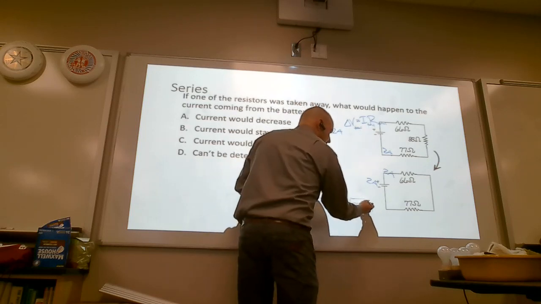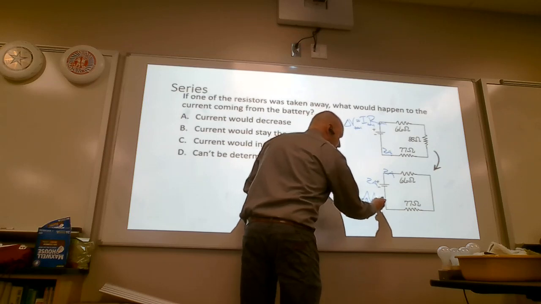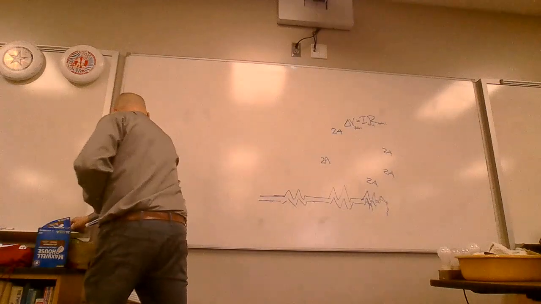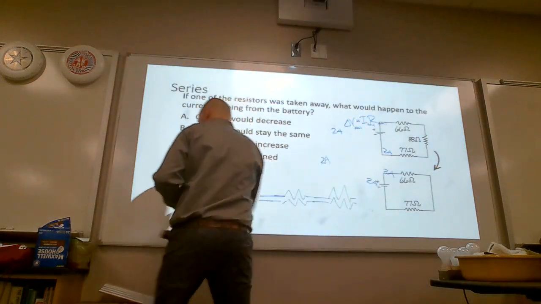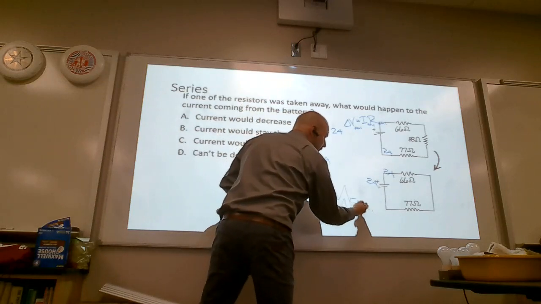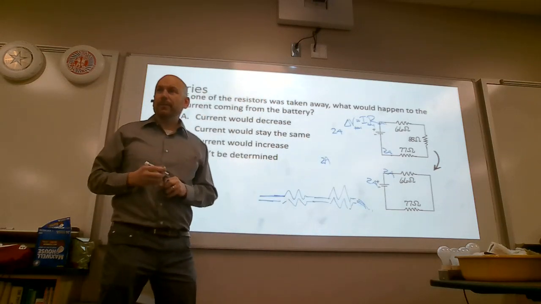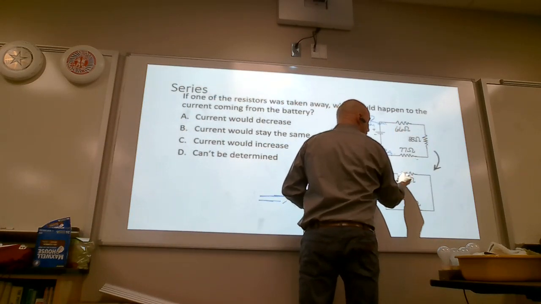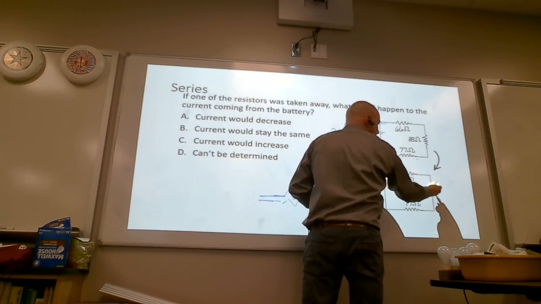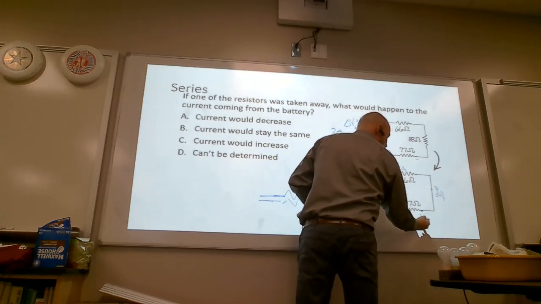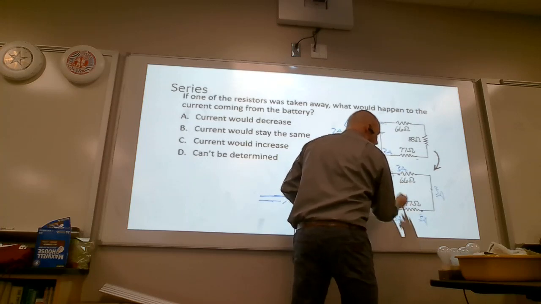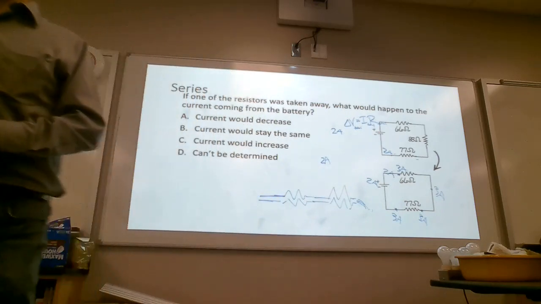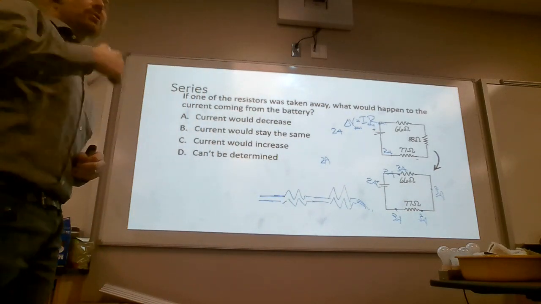We have less kinks. It's like here I have a hose dripping out, and I take away a kink and decrease the resistance, therefore more water flows out. So we had 2 amps at any point along here. Now I have, I'm making this number up, 3 amps, 3 amps, 3 amps. The current is the same at all points relative to other points in that circuit. But if I change the circuit, that's going to change the total current.